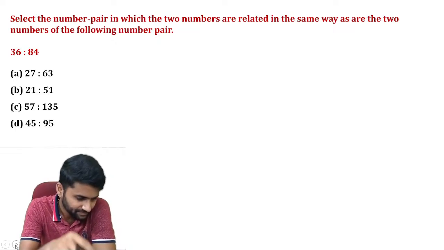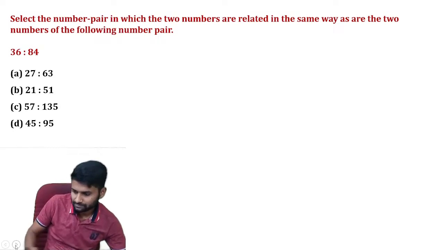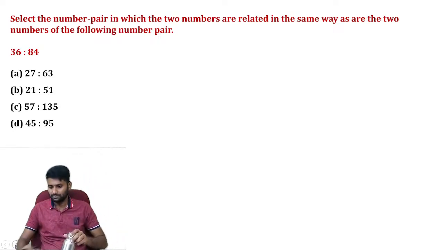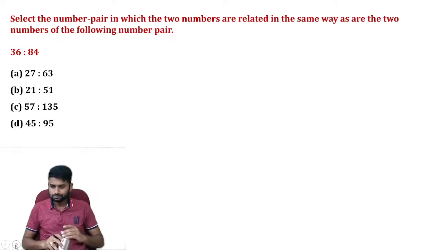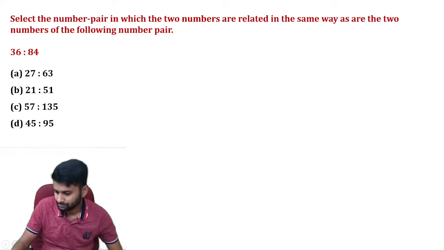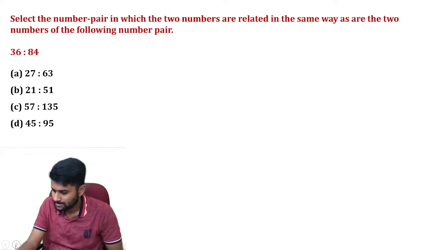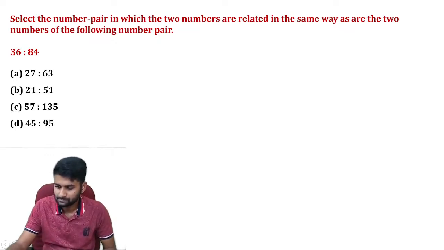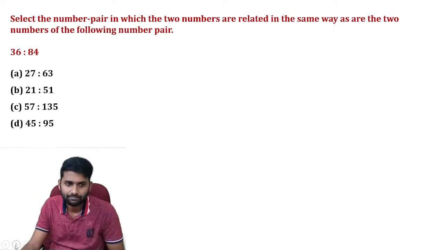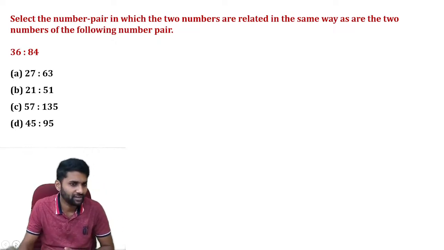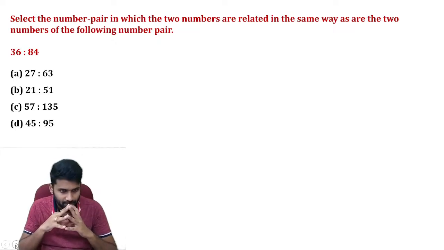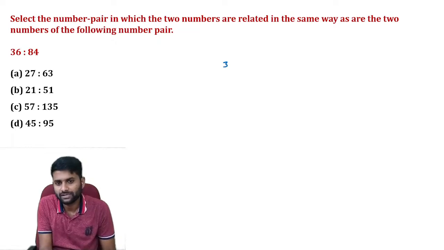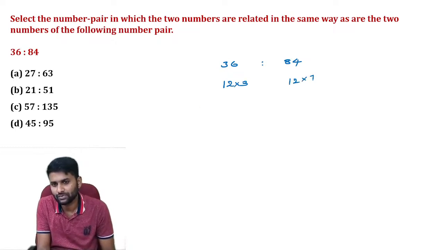Find the relation here. Now see here, the relation between 36 and 84. Apply the same relation to the given options. 36 and 84. You can see the common factor. 12 into 3 is 36, 12 into 7 is 84.